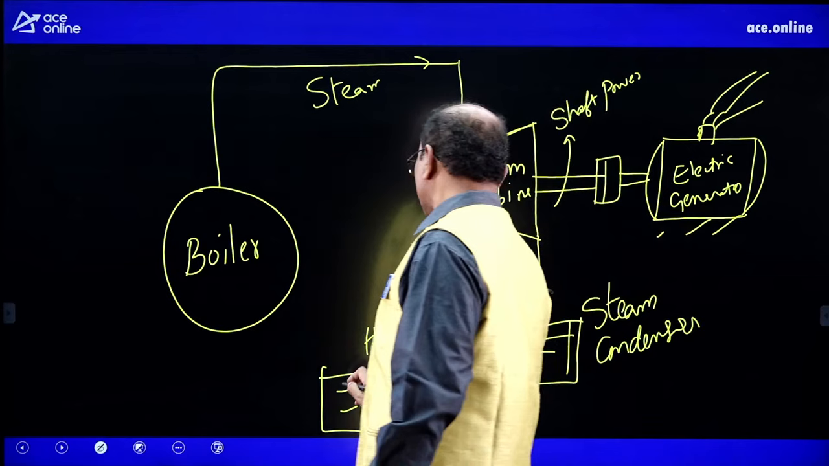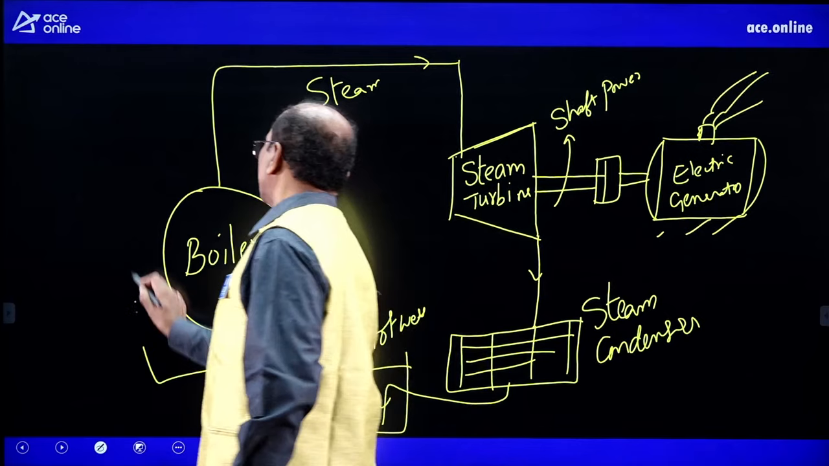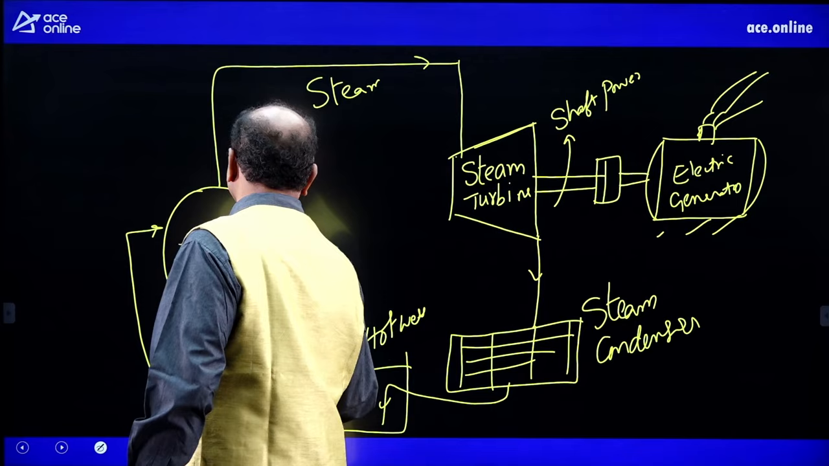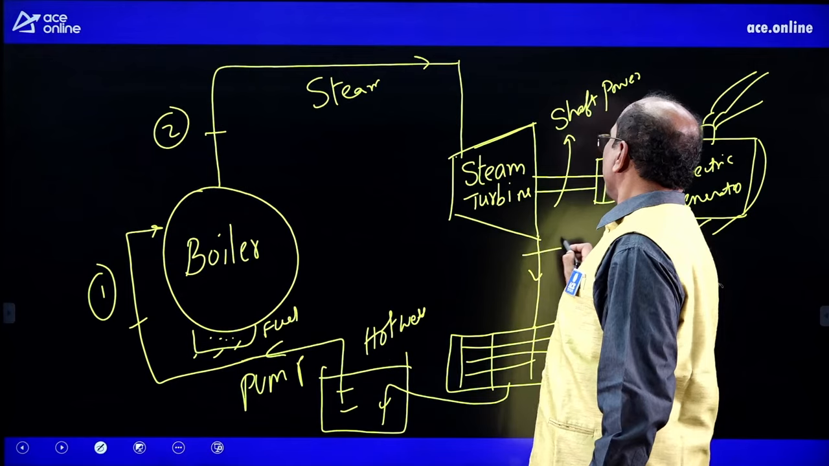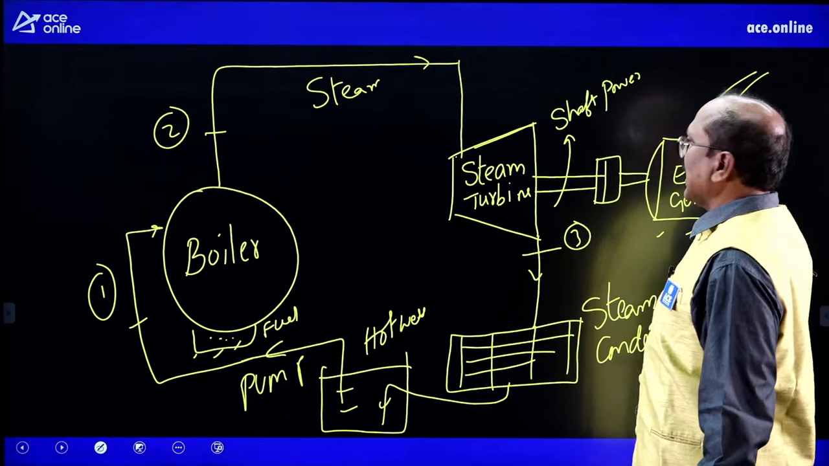Here we are going to discuss the critical, subcritical, supercritical concept. And here we are using a pump to pump the water into the boiler. Here, furnace. Here, fuel, fuel burn. Now, 1-2, steam generation process. 2-3, power generation process, shaft power. And then electricity is produced.